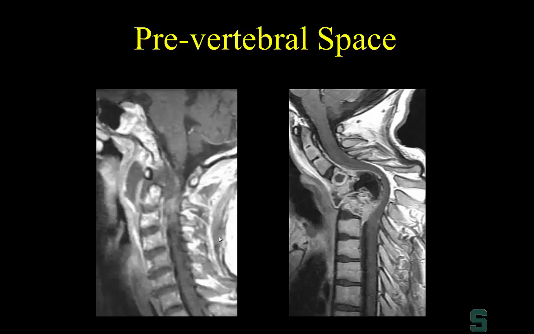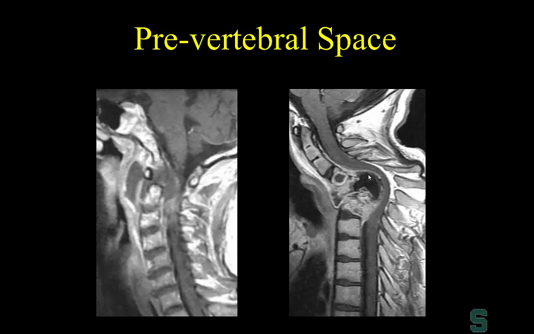So this is just a couple of examples of pre-vertebral space masses. This is a true retropharyngeal space abscess, and we can see that it's extending posteriorly, and it's extending between C1 and C2. And if we look closer, we can see that this prevertebral abscess is extending all the way into the spinal canal, resulting in an epidural abscess.